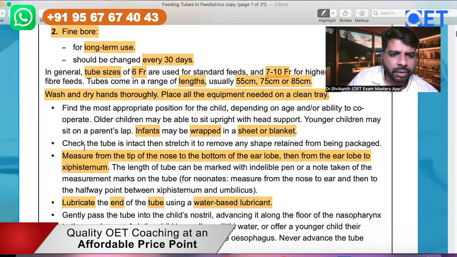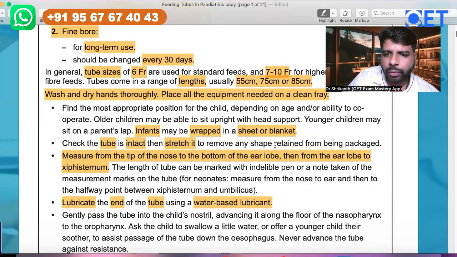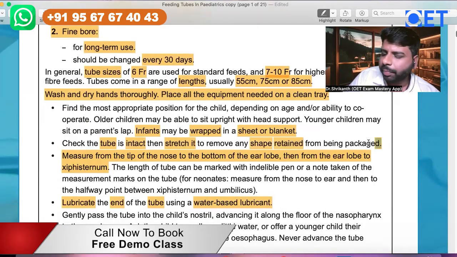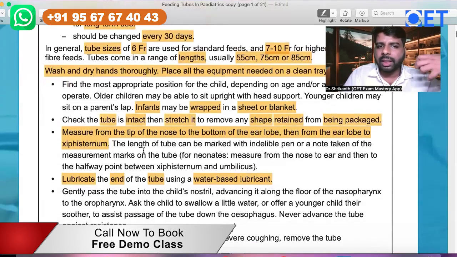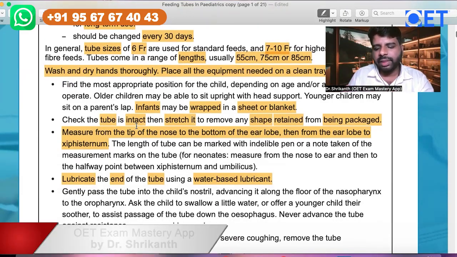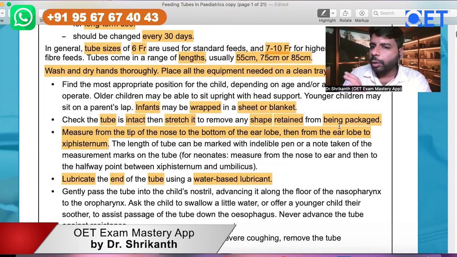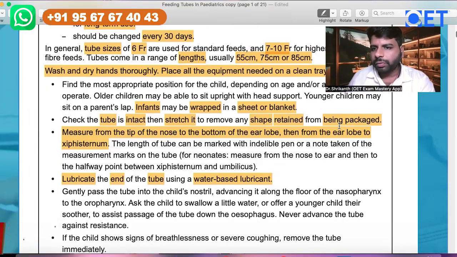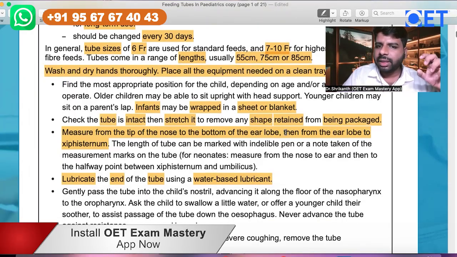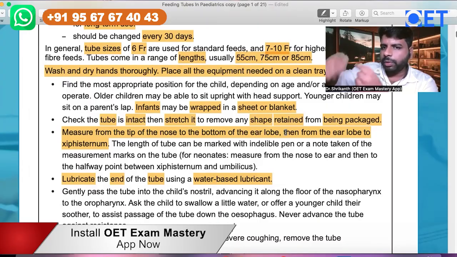Now, the second step over here is check the tube is intact, then stretch it to remove any shape retained from being packaged. Now, see how clever the OET people are. What are they telling? You must check whether the tube is intact. Intact basically means there is no damage, once you have taken it from the package. If the tube is coiled up, it will have that circle shape with it, right?